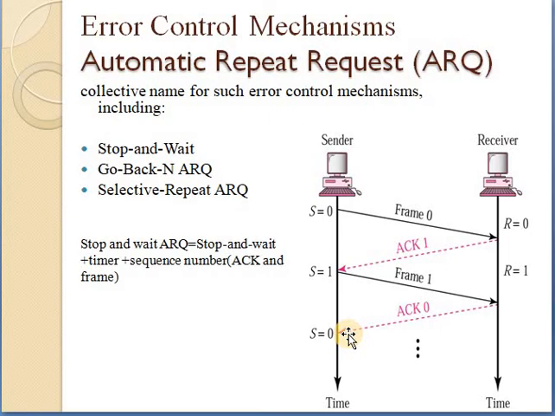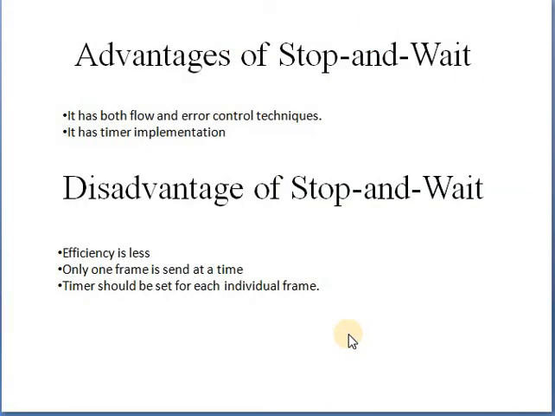Next point, advantages of stop and wait ARQ. It has both flow and error control techniques. Meaning in the stop and wait technique, it contains both flow control as well as error control. In error control, it detects and retransmits the data, meaning it detects and corrects the data, and flow control means how much data the sender can send to the receiver. It has a timer implementation. When sending a frame or data, the timer is assigned when the frame is sent.